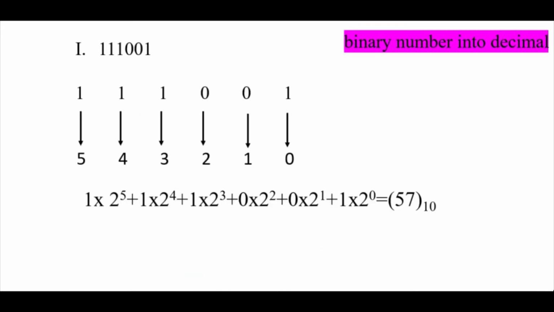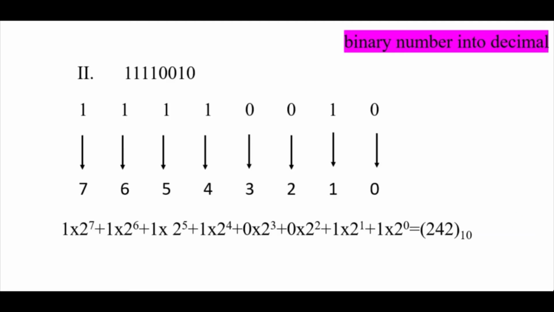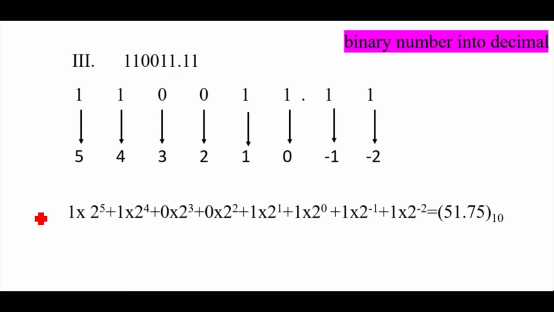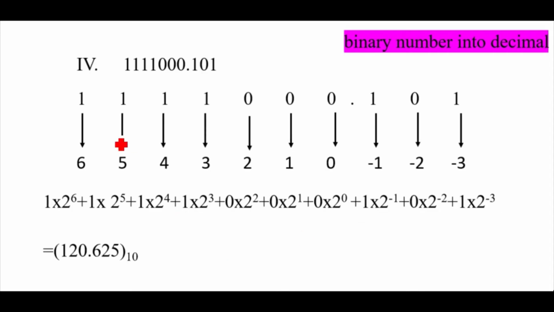So this is the solution, and in a similar way, this is the solution. We got 111001, which is 57 in base 10, and 11110010, which gives 242 in base 10. This one has a point: 110011.11, and you got 51.75 in base 10. And similarly 1000.101, and you got 120.625 in base 10. I hope, guys, you understood how to convert a binary number into decimal.